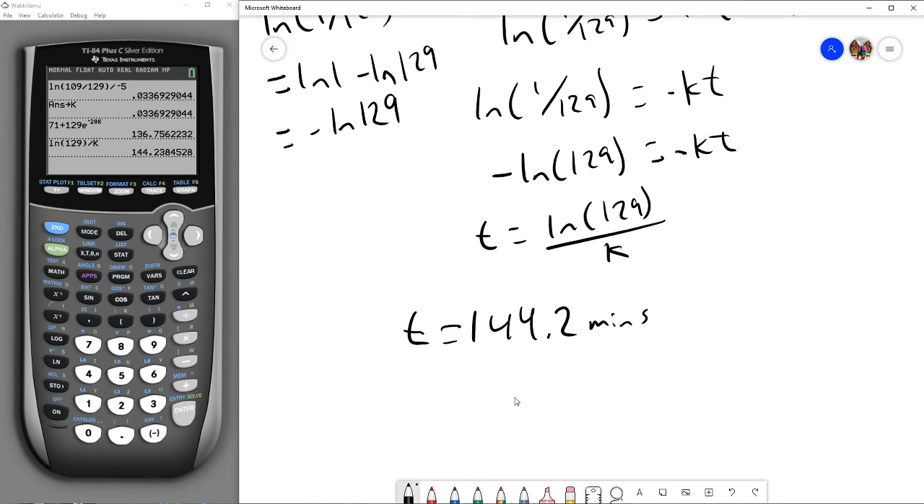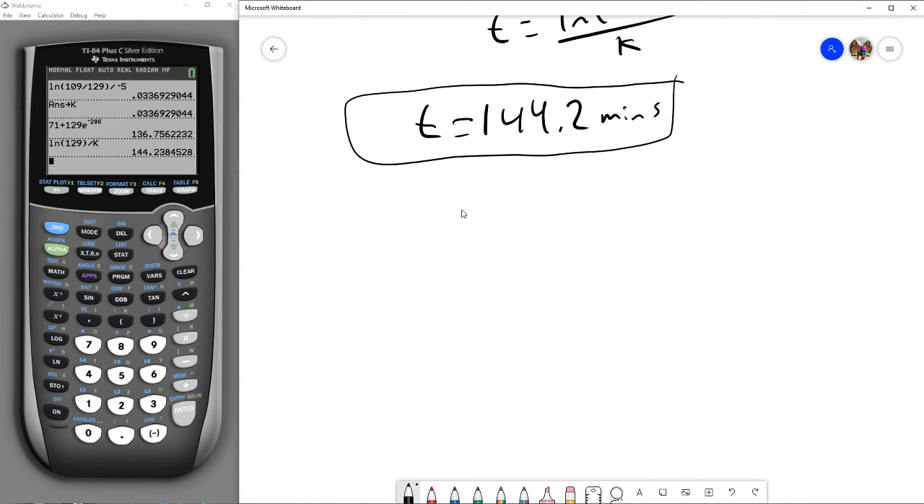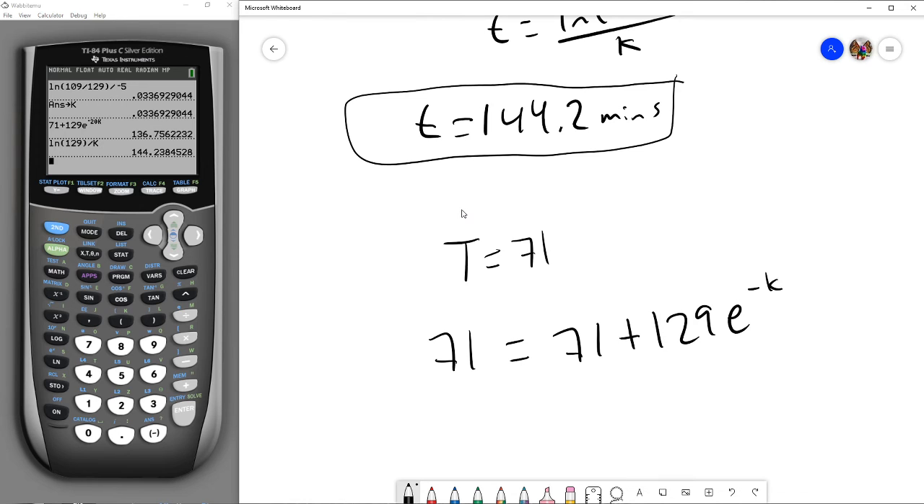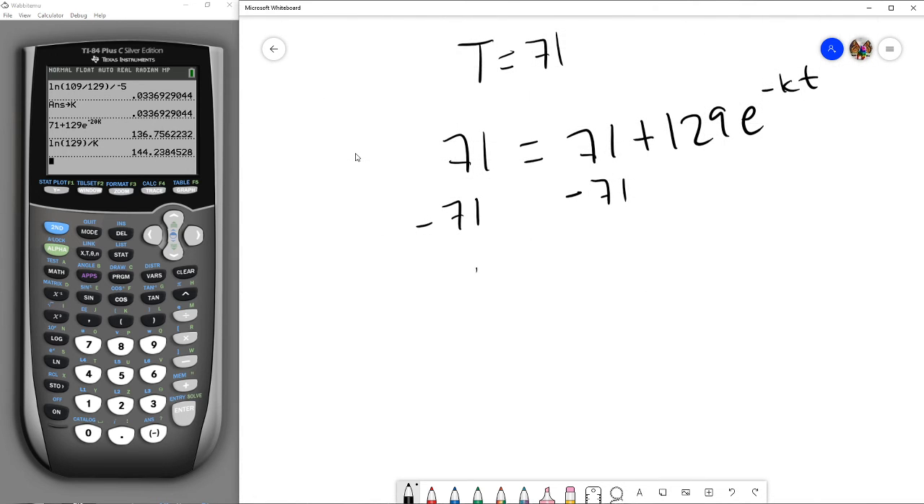So that's interesting. The question is going to be, why is that? And that is related to the question of why it would have been a bad question to pick t equals 71. So if we had t equals 71, we would have 71 is equal to 71 plus 129 e to negative kt. So we would subtract 71, and then that will give us 0 is equal to 129 e to negative kt.